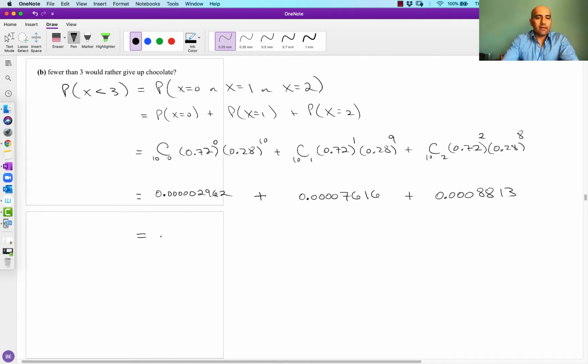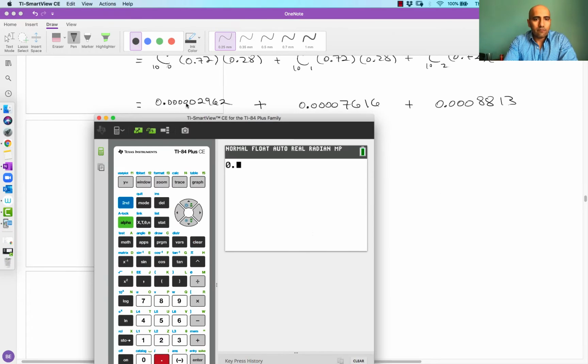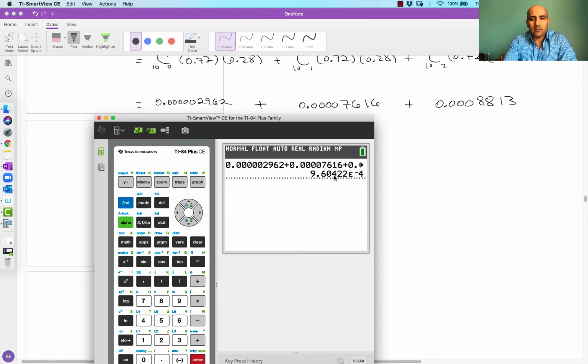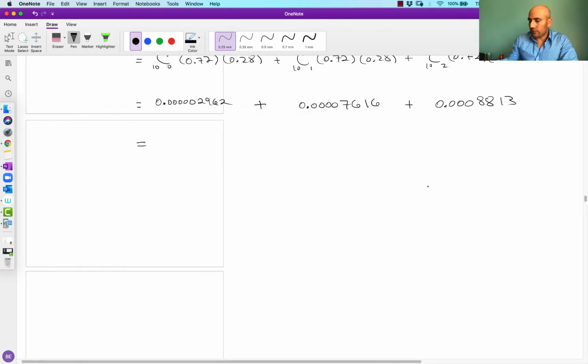So now we add these 3 values together. Add that up, and we end up with this 9604. 0.1239604. A pretty small number.